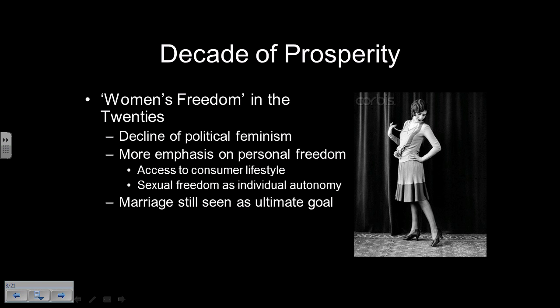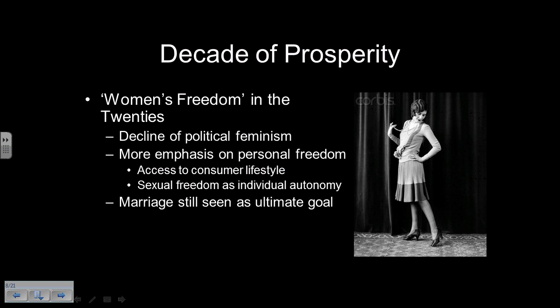A reaction against the conservative morals of society. Women were now going out on their own much more frequently, not being chaperoned by men. There was the desire to engage in the consumer economy on their own, have their own jobs, engage in the consumer society on their own. There was a greater demand for sexual freedom.